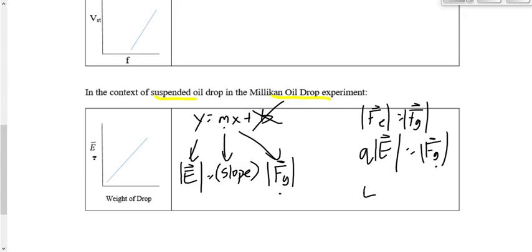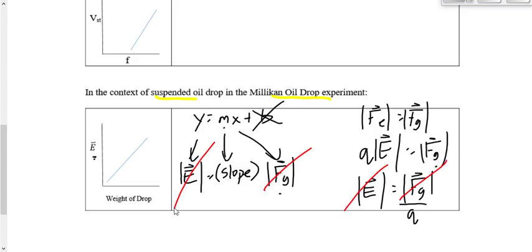Let's rearrange this to solve for electric field, so it's solving for the same variable. I get Fg over Q. So what do we got here? Start crossing things off. E disappears because it's in both. Fg disappears because it's in both. What are we left with? The slope is equal to... slope is 1 over Q, not Q, because Q is on the bottom here, right? Slope is equal to 1 over Q. So this question probably would have asked you for the charge of, not of an electron, but the charge of an oil drop. Yep.